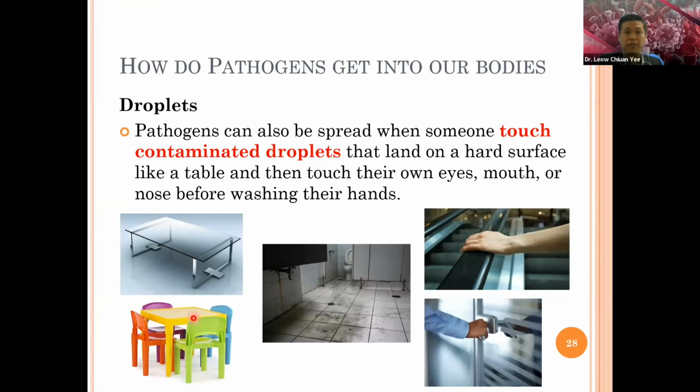So these are surfaces like the table, chair, or the toilet itself, which is quite serious sometimes, because a lot of our passing activities are done in the toilet. So this one needs to be aware. And of course, the handles on the escalator, even the lift buttons, or the door knobs or whatever. So these are considered all sources of contamination.